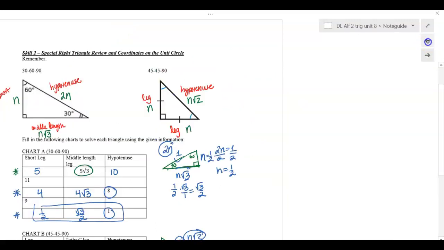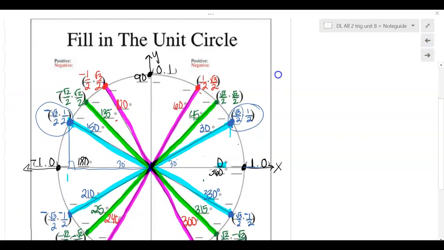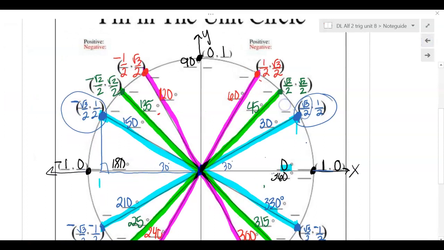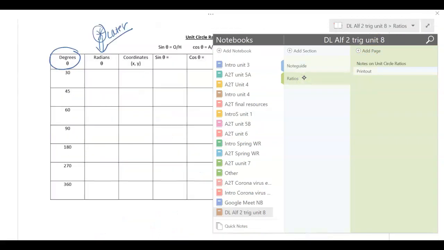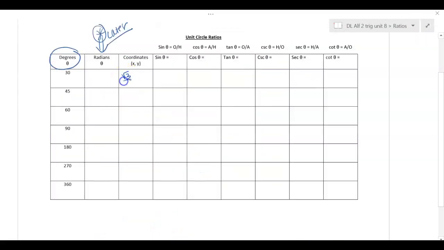So when I look at the unit circle, at the 30-degree position, these are the coordinates right here: rad 3 over 2, 1/2. So back in my ratio chart, I'm going to put rad 3 over 2, 1/2. Those are the x and y coordinates at that 30-degree position. And then remember what we just went through in our chart.